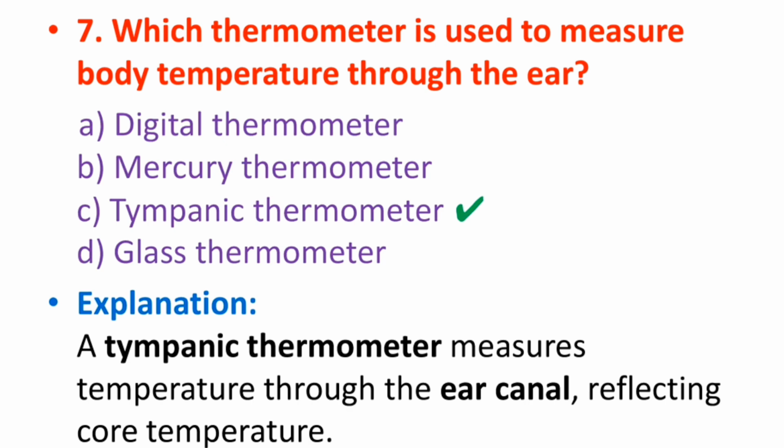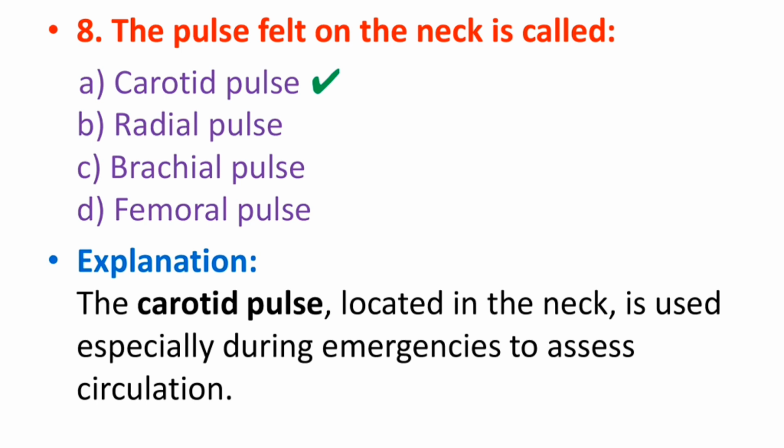Which thermometer is used to measure body temperature through the ear? Option A, digital thermometer, option B, mercury thermometer, option C, tympanic thermometer, option D, glass thermometer. The correct answer is option C, tympanic thermometer. A tympanic thermometer measures temperature through the ear canal, reflecting core temperature.